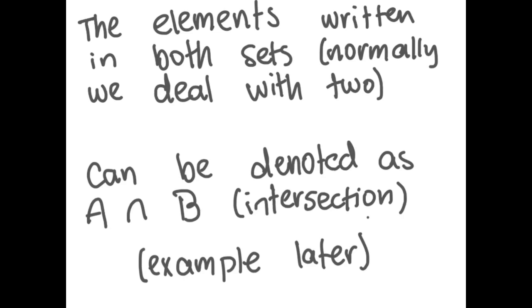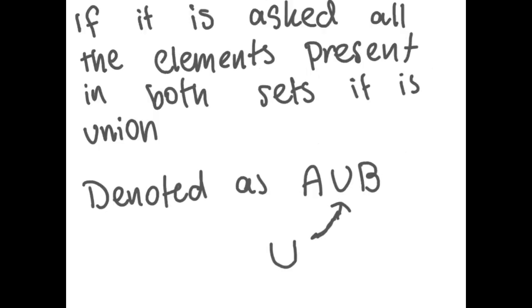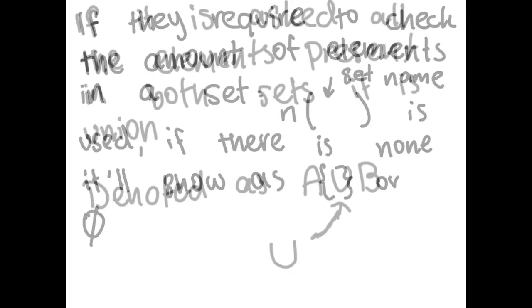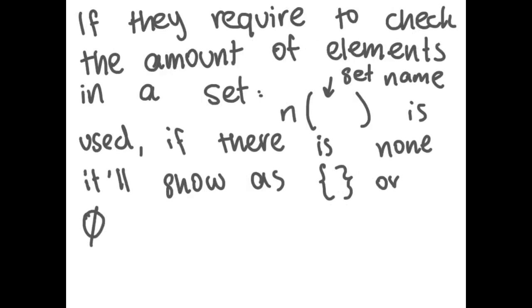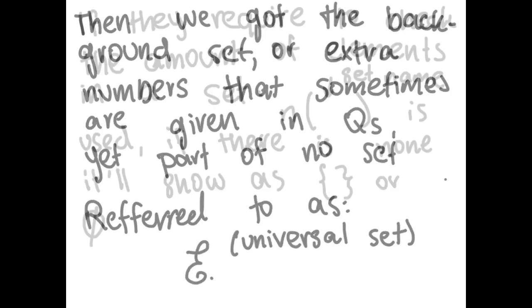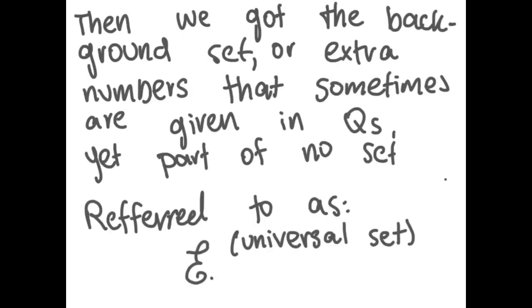The elements that are present in both sets are part of the intersection. If all the elements of both sets are asked for, it is called union. Sometimes the question will simply ask how many elements are in a certain set. We use n to check how many elements are in a certain set, and if there is none, this sign shows us. Sometimes in questions we are given numbers that do not belong to any sets. These are background information that will be there in the background, but not particularly attached to the set.